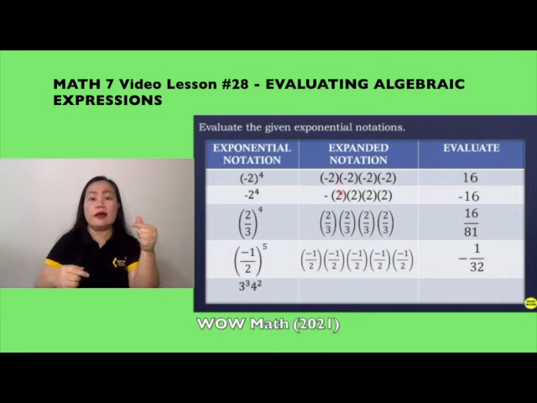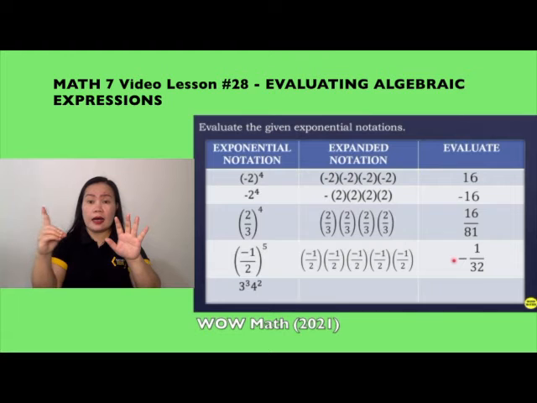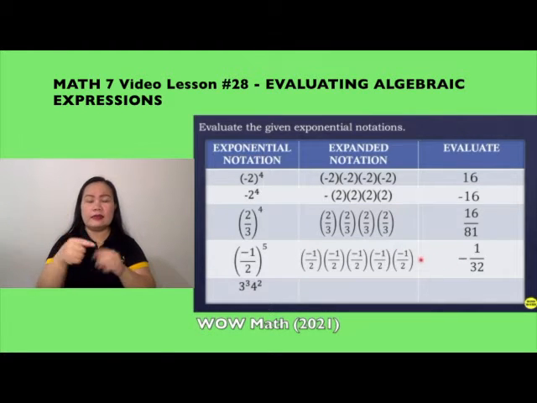Kapag even, kagaya nito, 1, 2, 3, 4. 4 is an even number, positive. Okay? So, 1, 2, 3, 4, 5. 5 is an odd number, negative. Okay? Para hindi tayo mahirapan at magkamali sa sign, bilangin nyo po yung negative sign.